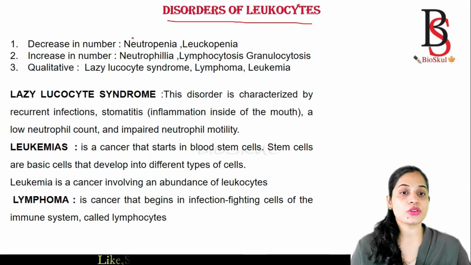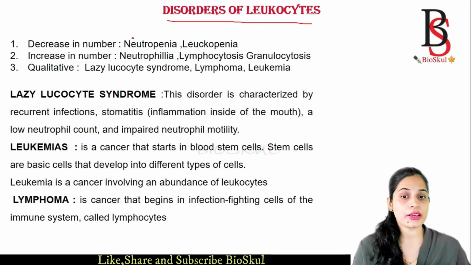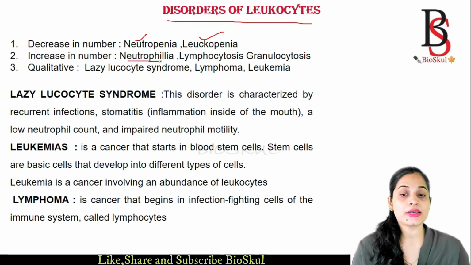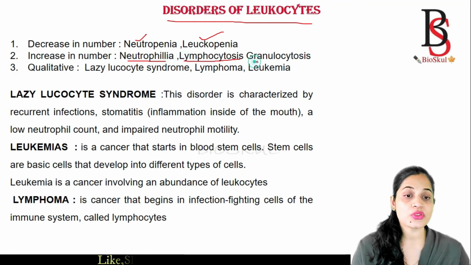Okay, now we will look into the disorders of leukocytes. If there is a decrease in the number of leukocytes, that also causes different types of diseases. For example, if a smaller number of neutrophils is found in the blood, that condition is called neutropenia. Similarly, if there is a low number of leukocytes, that is called leukopenia. An increase in the number of leukocytes is known as neutrophilia for neutrophils. Okay, then the lymphocytosis and the granulocytosis.